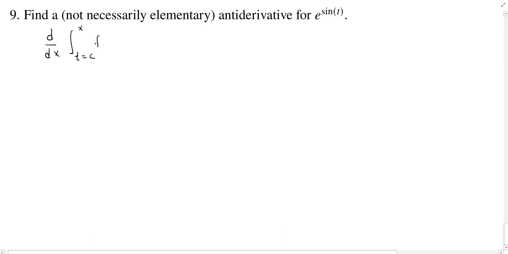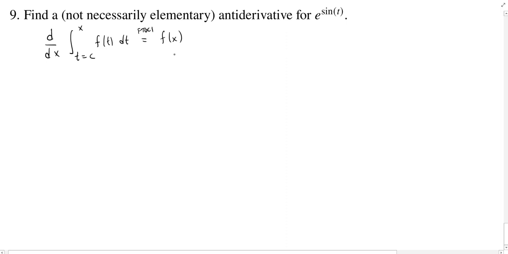We simply want to use the first fundamental theorem of calculus. Now remember, the first fundamental theorem of calculus tells us that if we take the derivative of a function, and we'll let the function be an integral from some constant to x, and then you have some f here, f of t, then FTC 1 tells us that the derivative of this integral will just be f of x.